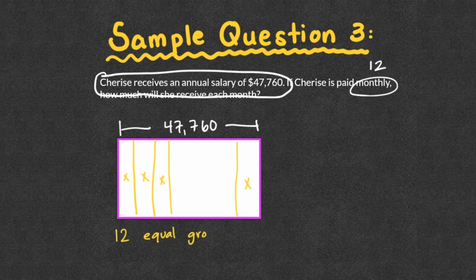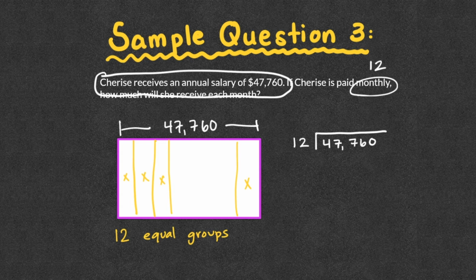equal groups. Now remember, when we're making equal groups, each size is going to be the same amount. So what that means is that we're actually going to be splitting 47,760 into 12 groups. If you need to see how to divide by 2 digits, there is a great video that we have about how to divide whole numbers.